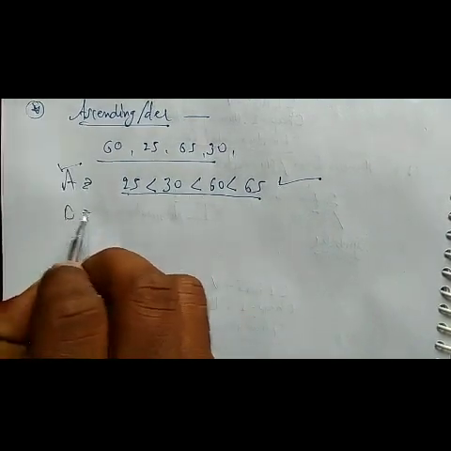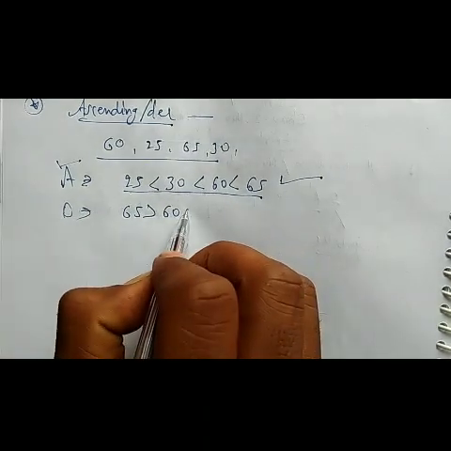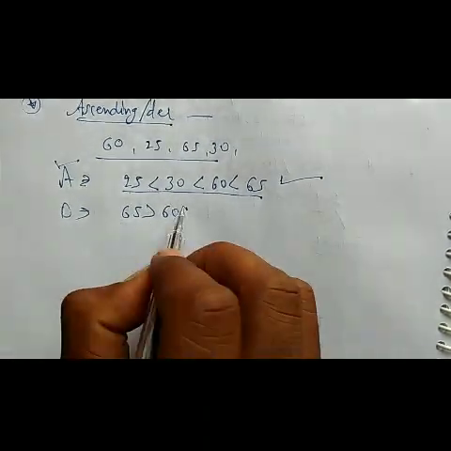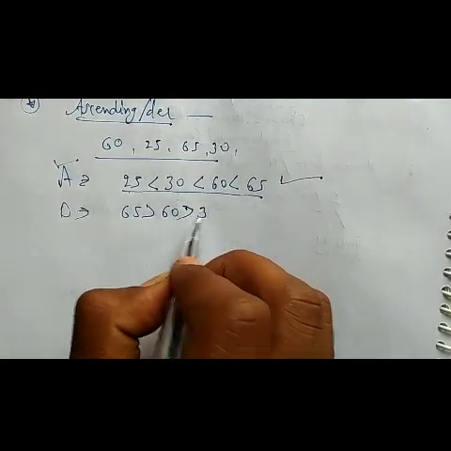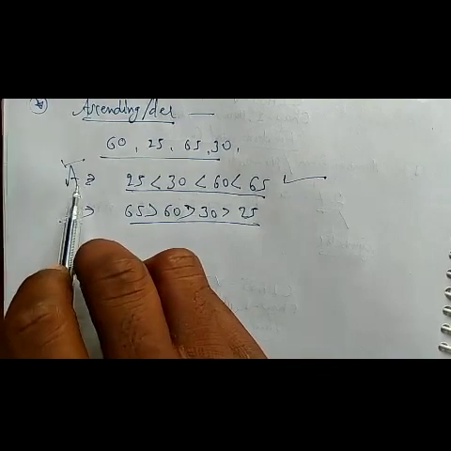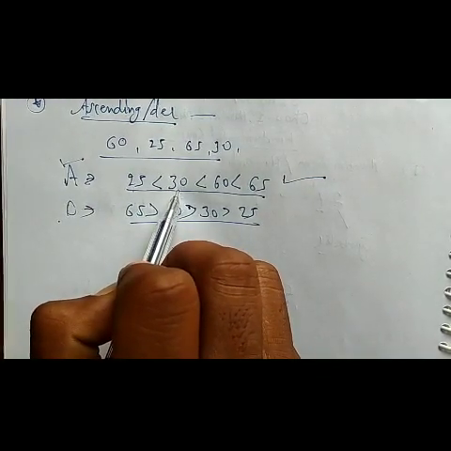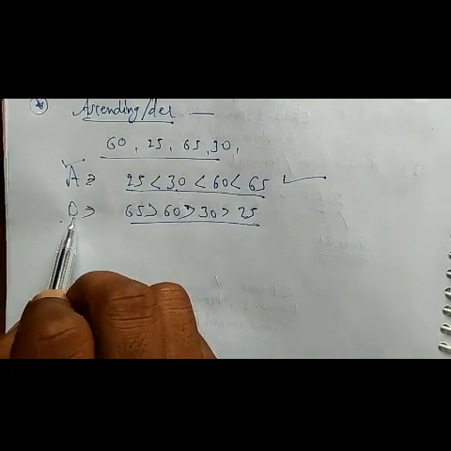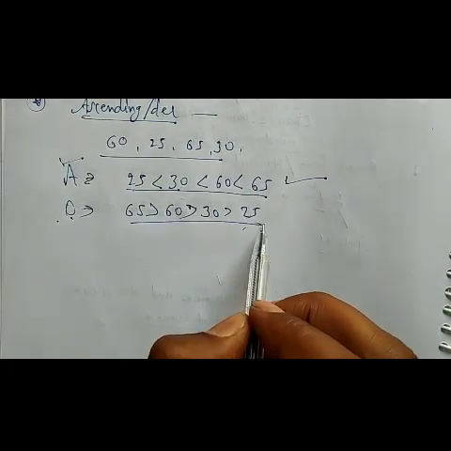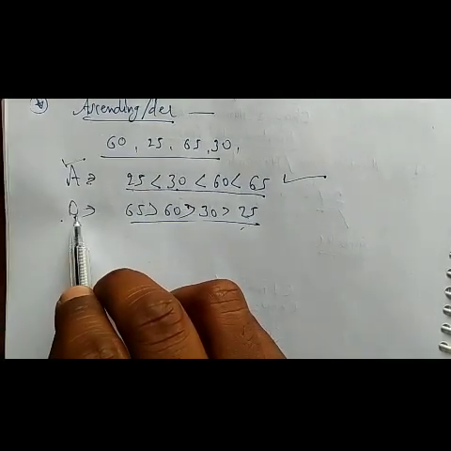In descending order, we arrange all the numbers from greater to smaller. This proper arrangement of the numbers is called descending order. So ascending order means arranging the numbers from smaller to greater, and descending order means arranging the numbers from greater to smaller.